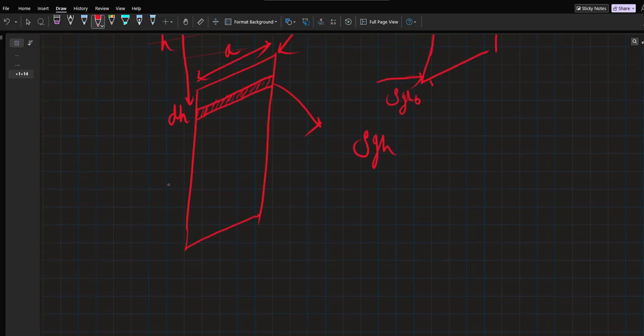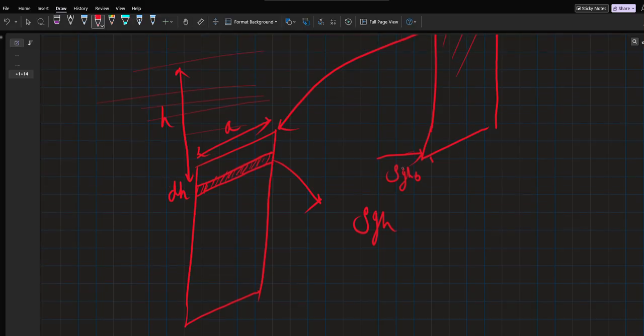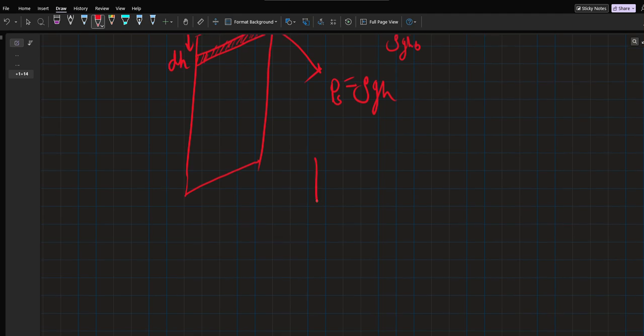Now, what will be the force here? Force is what? This is the pressure you got on this small strip. Let's take it as PS or something like that. Now, the force will be PS times the area, right?